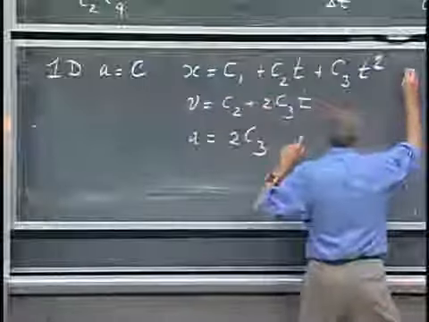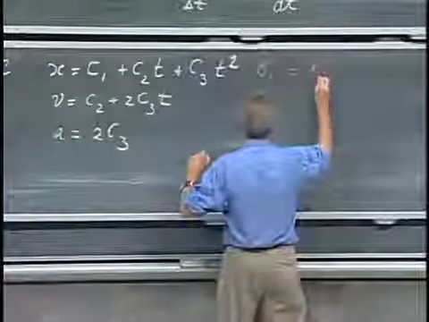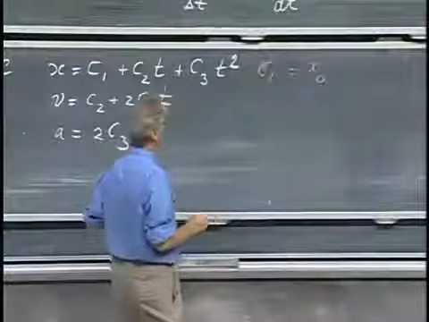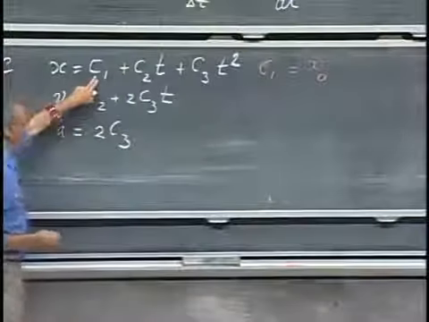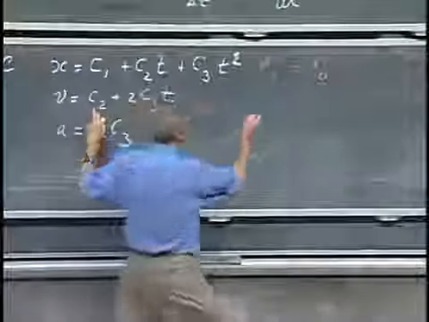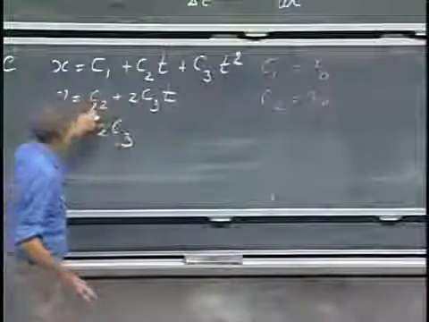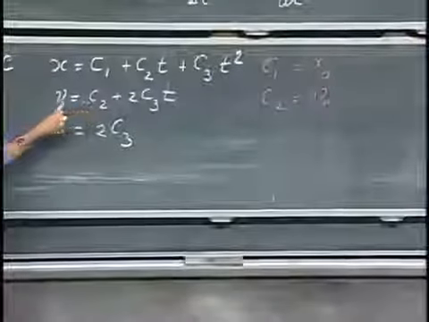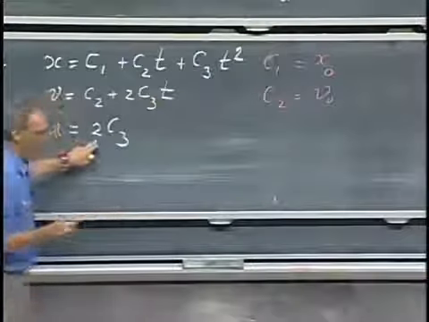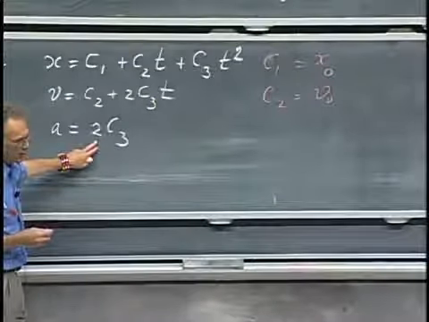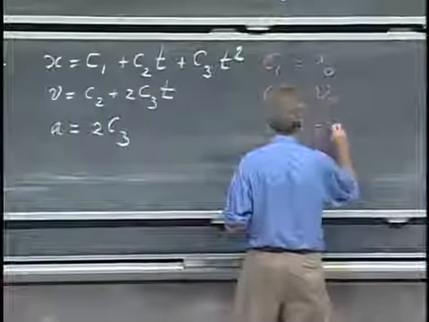And now we get some insight into these quantities. Clearly, c1 is the position of x at time t equals 0, for which we often write an x0. Because when t is 0, that is where x is. c2 is really the velocity at time t equals 0, because when t is 0, that's when c2 is v. And the acceleration is not changing with time, is 2c3, therefore c3 is half the acceleration.